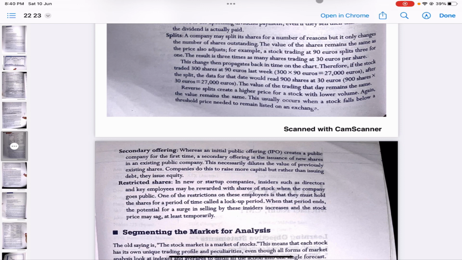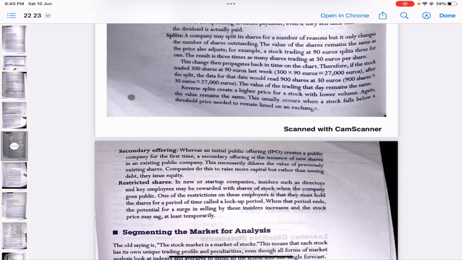For example, a stock trading at 90 euros splits 3 for 1. The result is 3 times as many shares trading at 30 euros per share. Okay? So this change then propagates back in time. So just read this. This is what is known as a split, wherein you are splitting the value of a share into different parts. Usually it is done into 3 parts.